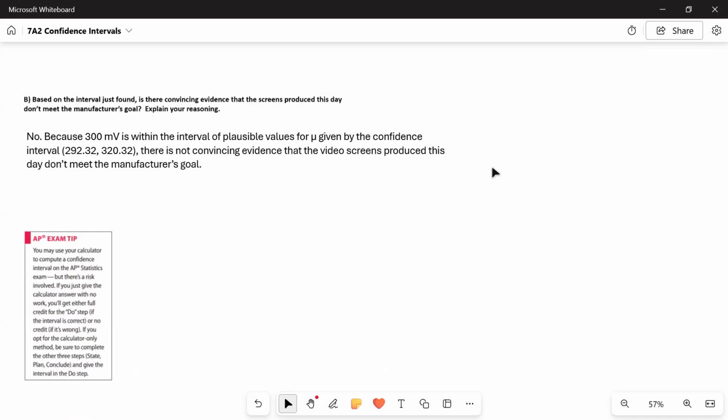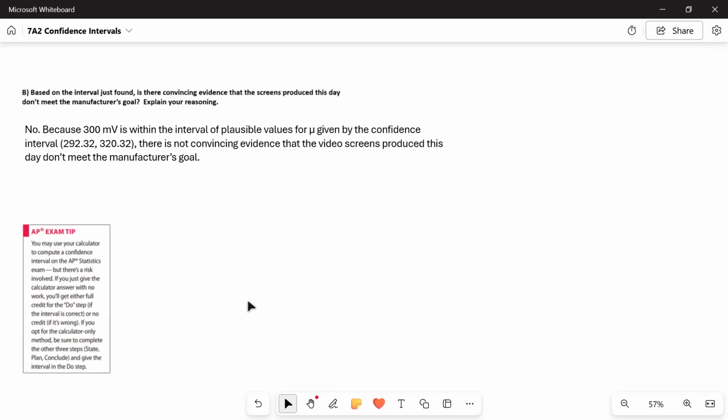Okie dokie. So one of the tips to keep in mind is that while you can use your calculator to compute a confidence interval on the AP Stats exam, there is a risk. If you just give the calculator answer with no work, you'll either get full credit for the do step or no credit. So full credit if it's exactly right, or no credit if it's exactly wrong. If you opt for the calculator only method, make sure you complete the other three steps and give the interval in the do step. No matter what, you have to do the four-step process, even though you can calculate the whole interval on your calculator.